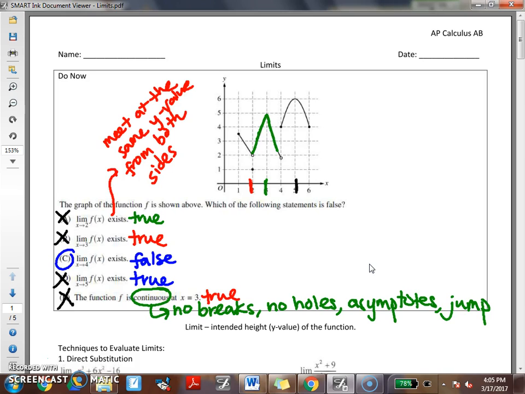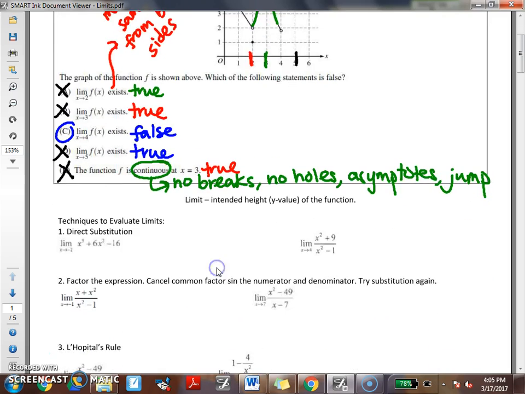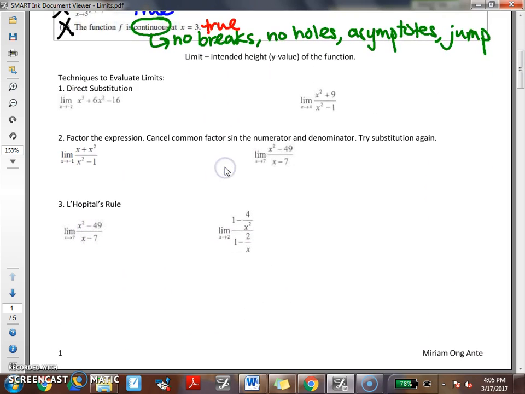Alright, so for limits, we have to remember that limits is the y value of the function. So when you're giving the limit of a function, you're giving the y value of the function. I have 3 techniques listed out here to help us review how to solve limits in general.